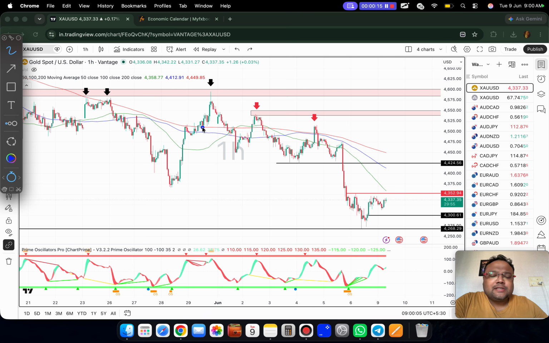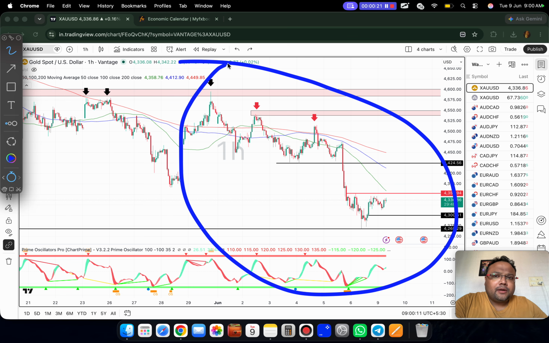So my dear friends, this is the hourly chart of gold in front of us, and we can see that overall gold seems to be weak right now. If you have any buy position right now as a swing trader, then yes, you need to be careful, because if market breaks this particular low here, then we can expect further downside.